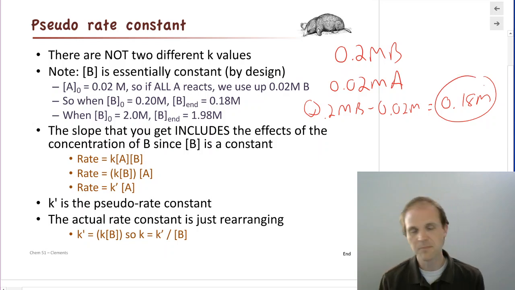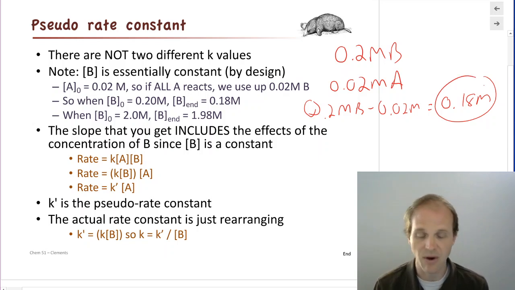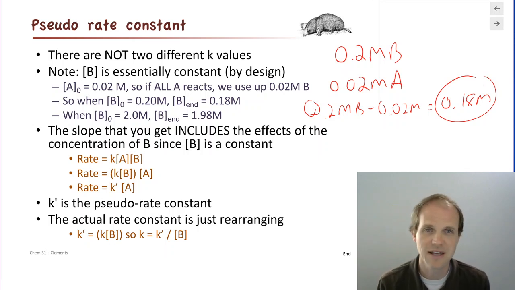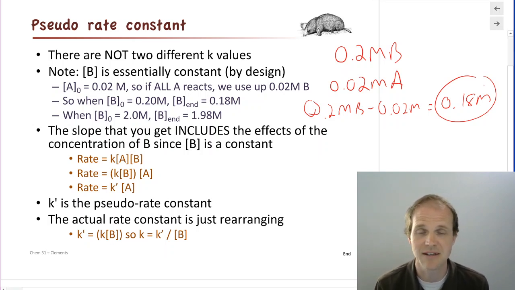So our B concentration didn't change by a whole lot. Our B concentration is somewhat constant, not perfectly constant, but somewhat constant. It changed by 0.02 out of 0.2, which is about 10%. So not a huge change, but not zero.